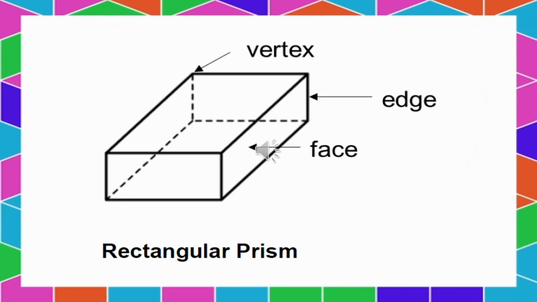Now, take a look at the next figure. Again, we have here a solid figure. This solid figure is what we call a rectangular prism. It has faces, edges, and vertices. So later on, we're going to describe each solid figure. What we are doing right now is just visualizing each solid figure.